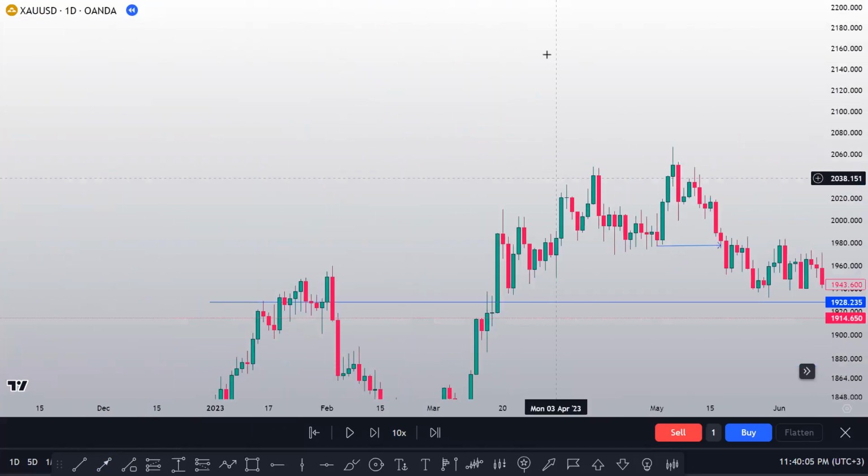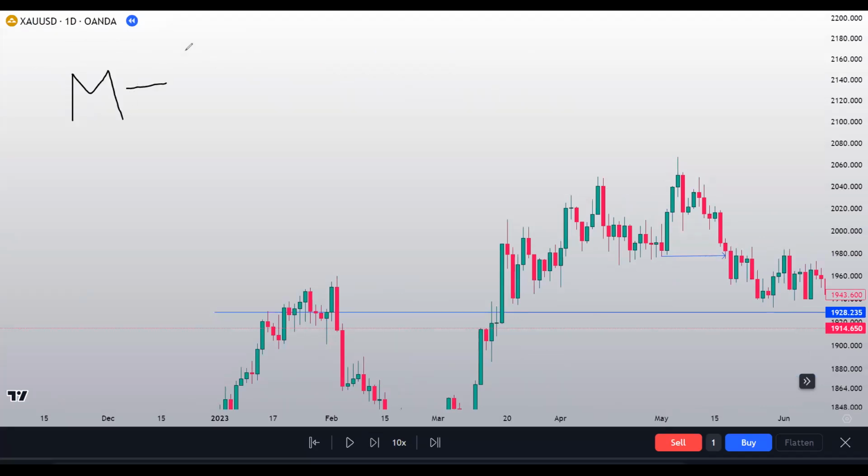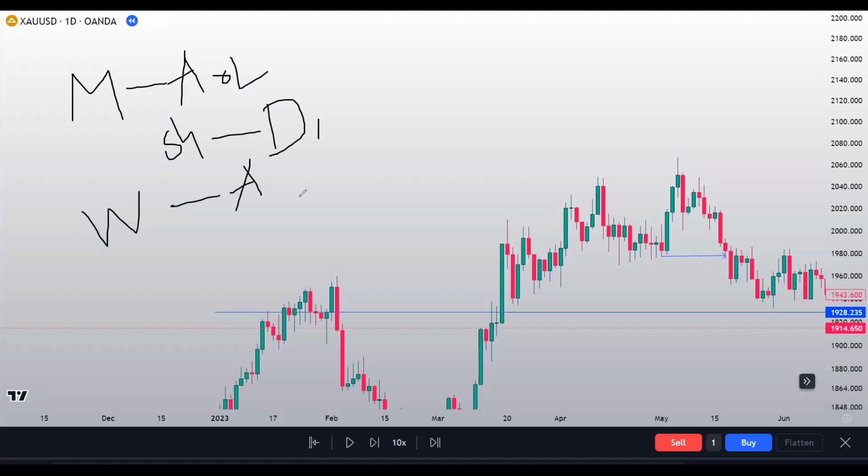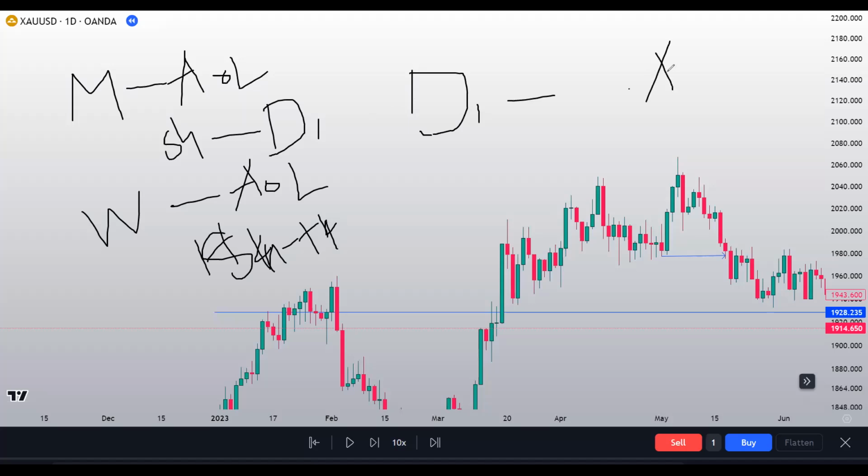Maybe let me try to illustrate here. In order for the market to come fill the monthly area of liquidity, it has to shift on the daily area of liquidity. In order for the market to come fill the weekly area of liquidity, it has to shift on the 4 hours area of liquidity. In order for the market to come fill the daily area of liquidity, it has to shift on the 1 hour area of liquidity first.